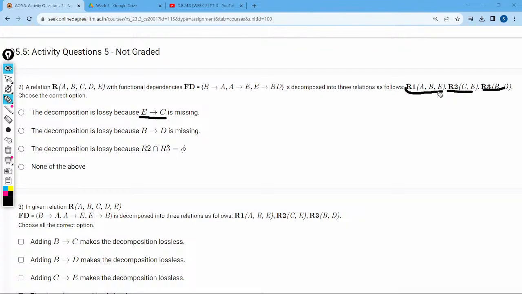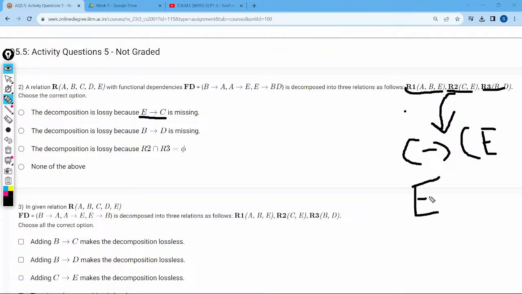So uniting these three over here, something similar to this, but E arrow C will directly exist in R2, right? While writing down all the possible functional dependencies, C arrow C would exist, and the other one would be E arrow EC, right? And the other one would be E arrow EC.